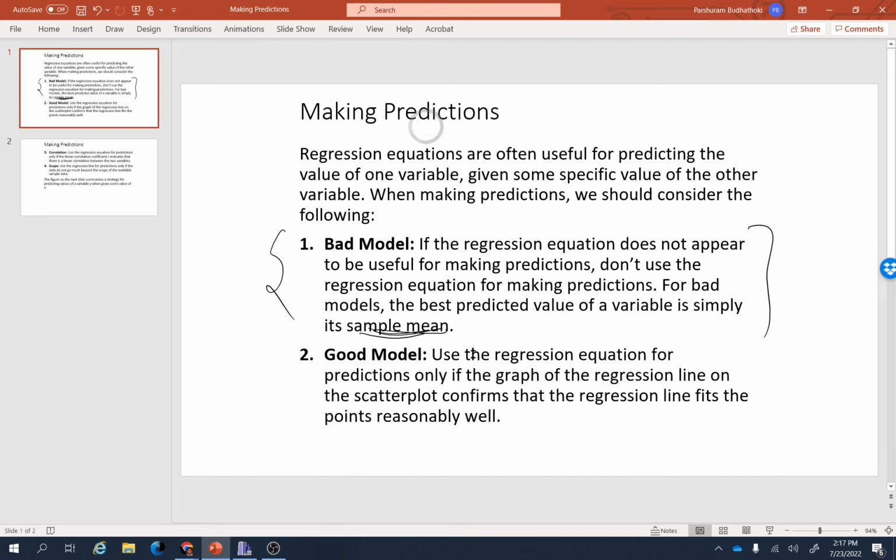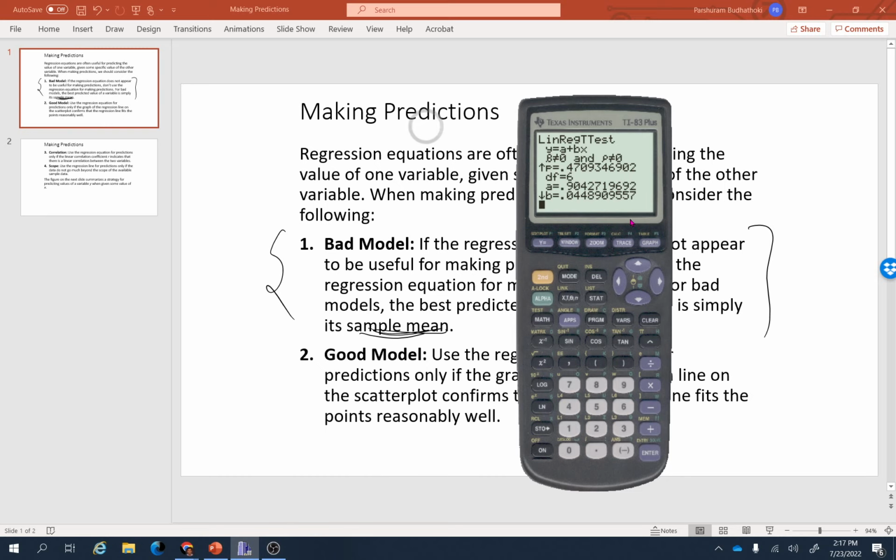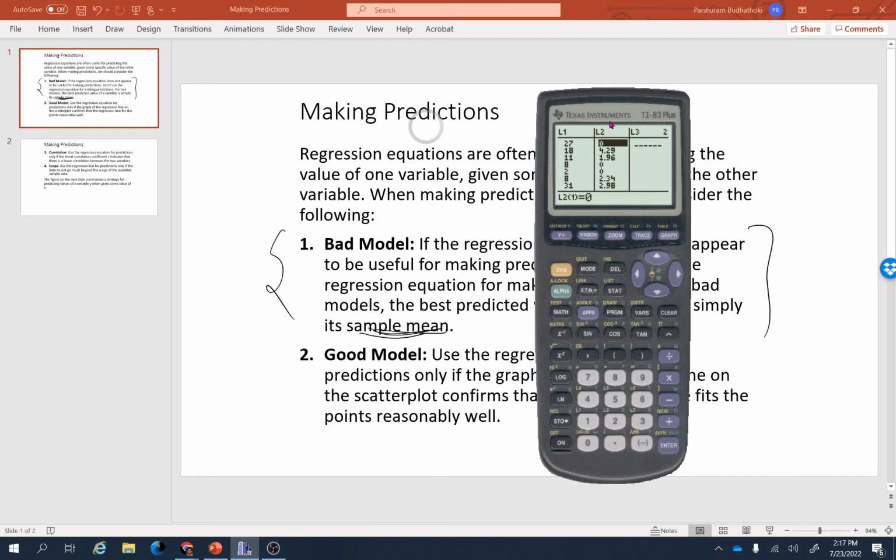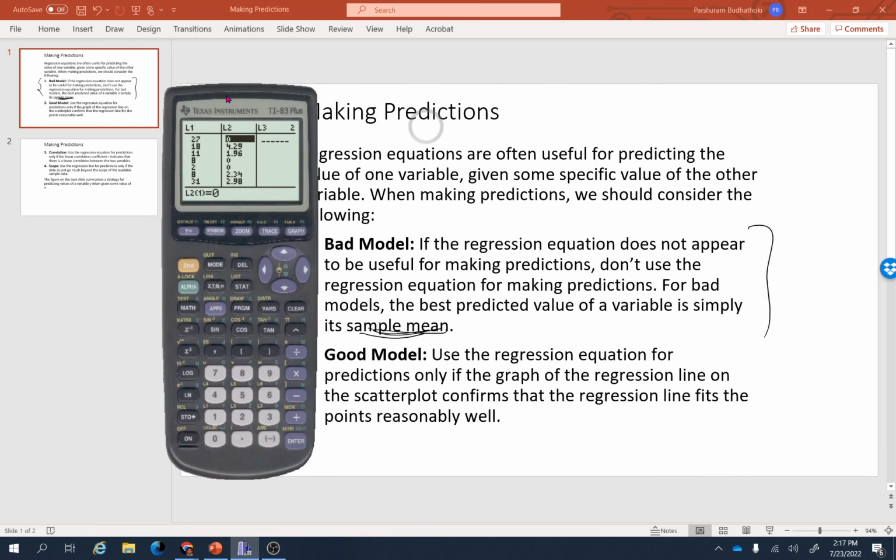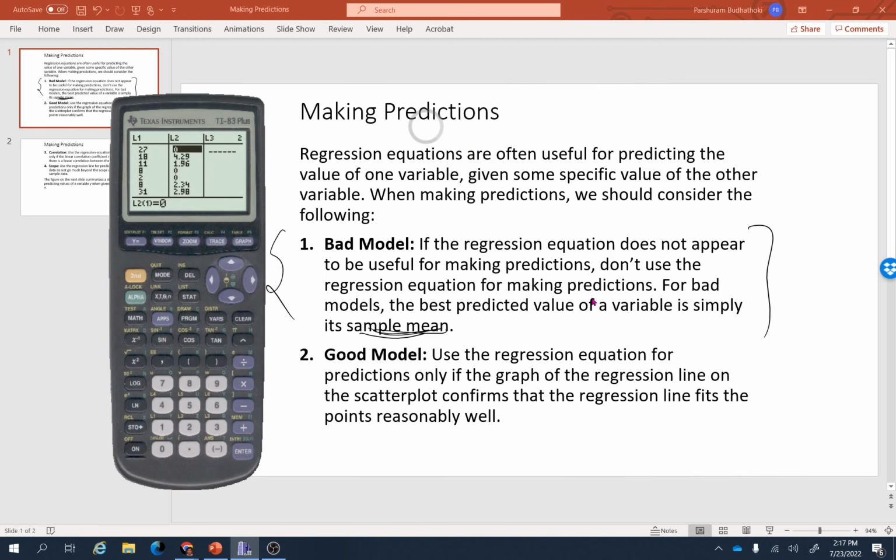Good model. Use the regression equation for the prediction only if the graph of the regression line on the scatter plot confirms that the regression line fits the points reasonably well. So first of all, you need to plot these two data, and if the line fits the scatter, then that is one of the requirements to be a good model.